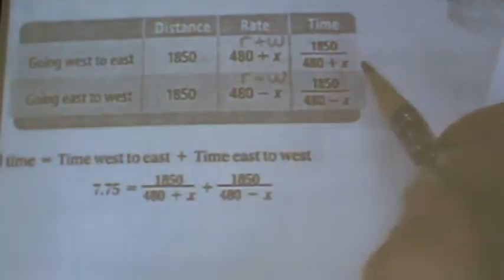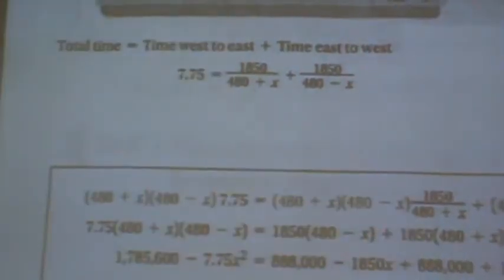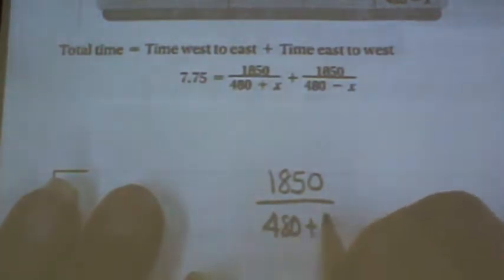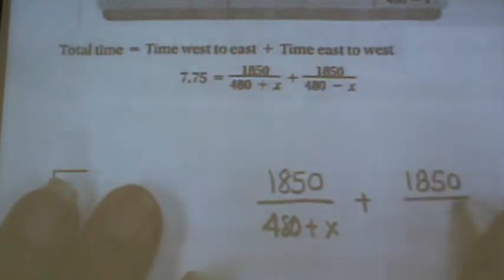Now in the problem, it says the entire trip to go from San Francisco to Chicago, and Chicago back to San Francisco, took 7.75 hours. So this is your problem right here. I'm going to write it for you: 1850 over 480 plus X, if you want to use X or W, plus 1850 over 480 minus X. The entire trip took 7.75 hours.